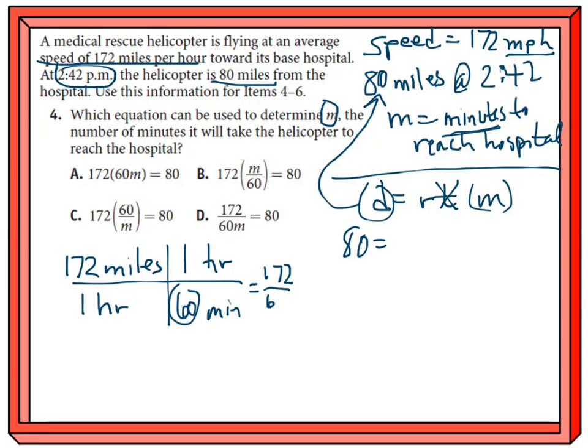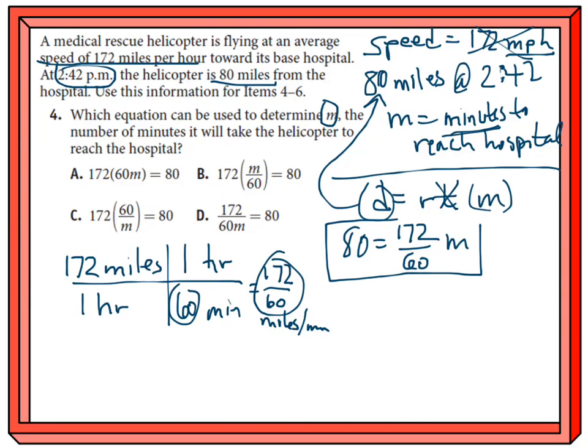So we have 172 over 60, and now it's in miles per minute. Not minutes per hour, that's ridiculous. So now this is our new rate. We're not going to use this 172 anymore. So again, a distance equals the rate times the time. Our rate is 172 over 60 times our time, which is m in minutes.